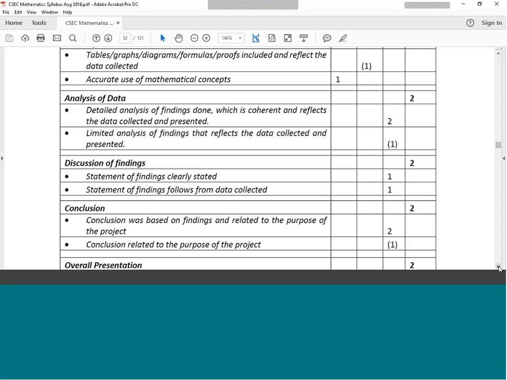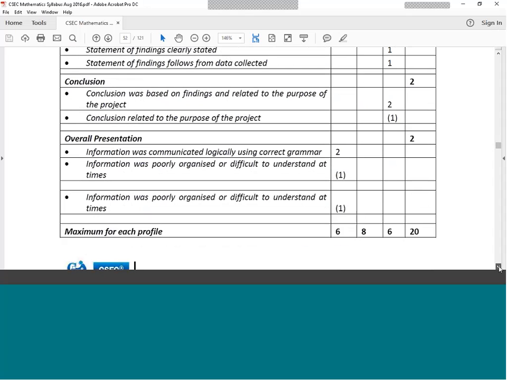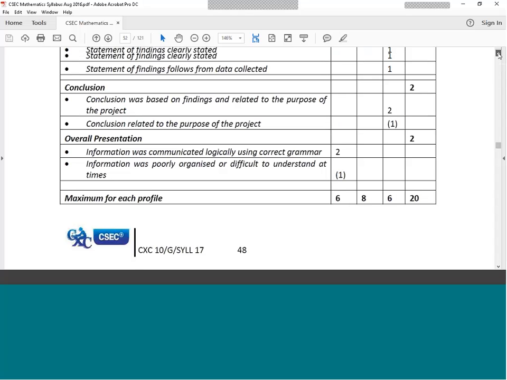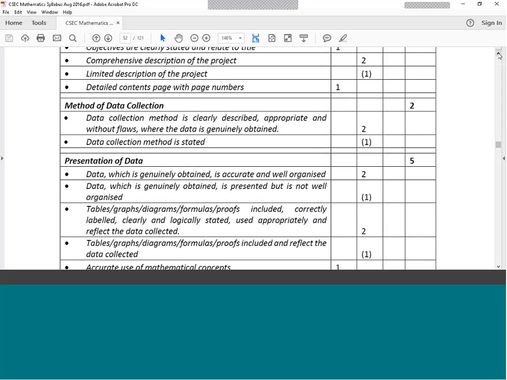The discussion of findings, 2 marks. The statement of findings is clearly stated, and the statement of findings follows from the data collected. A conclusion, which is 2 marks, must be based on the findings and related to the purpose, slash title, objective of the project. The overall presentation, 2 marks is given for that, and so information is communicated logically using Colab. So we see 2 marks there for the overall presentation. So the maximum is 20 marks for the SBA. I hope that the point is more clear about whether there is a rubric for the SBA that we put as well.